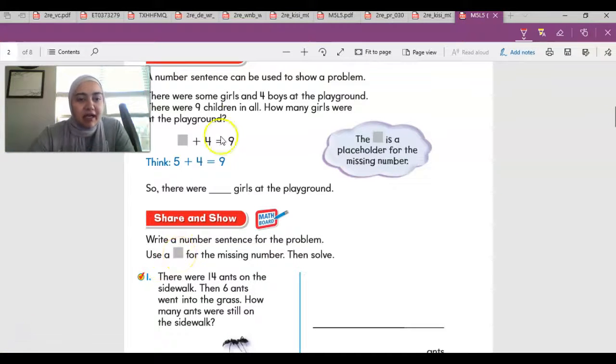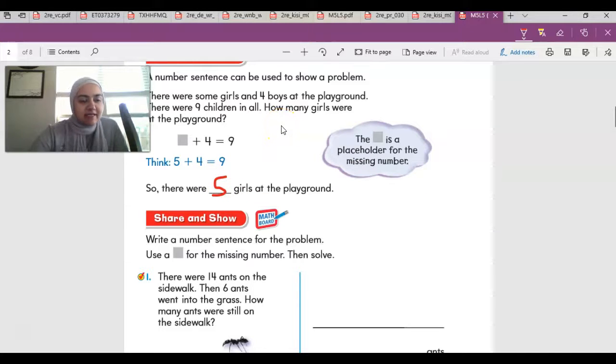A number sentence can be used to show a problem. There are some girls and four boys at the playground. There were 9 children in all. How many girls were at the playground? So the empty box is a placeholder for the missing number. So whenever they say some, you always draw an empty box, okay? So 5 plus 4 is 9. So there were how many kids at the playground? How many girls? There were 5 girls, right?